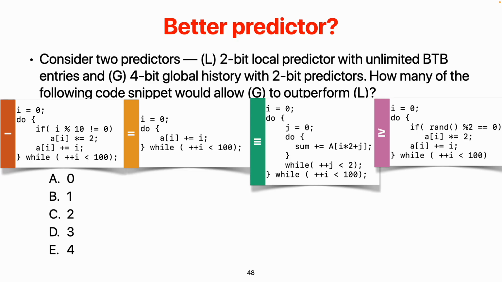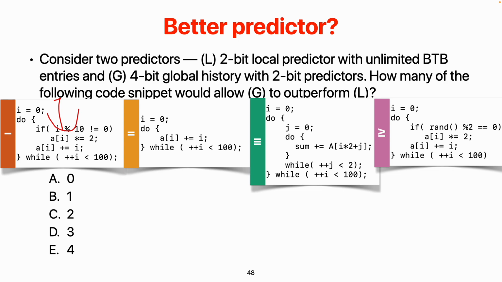So for the first one, is global going to be better than local? Yes? Why? So how accurate is a local predictor on this branch? How accurate is this one for the local predictor? How accurate is that for a local predictor? No. Why was it 75?